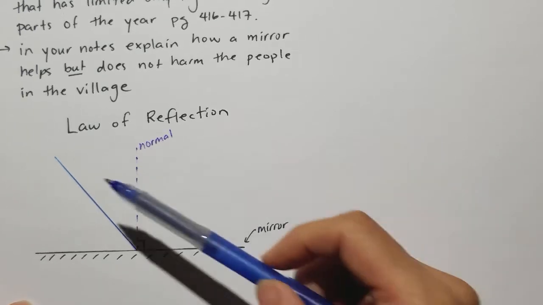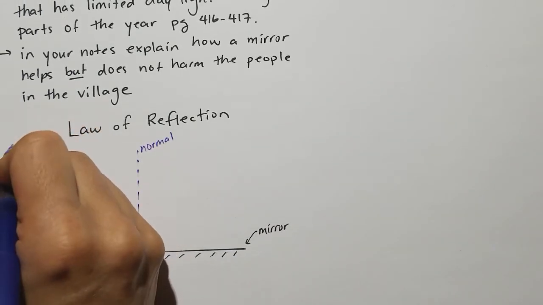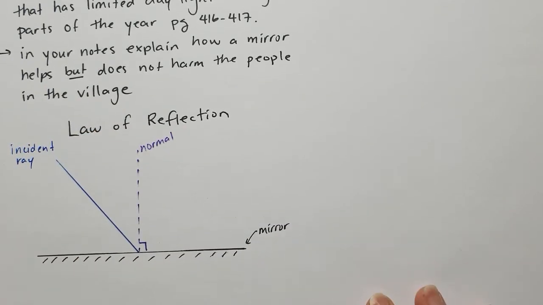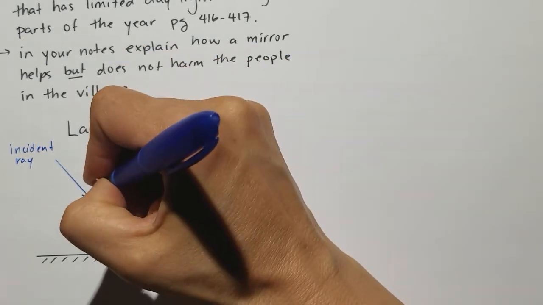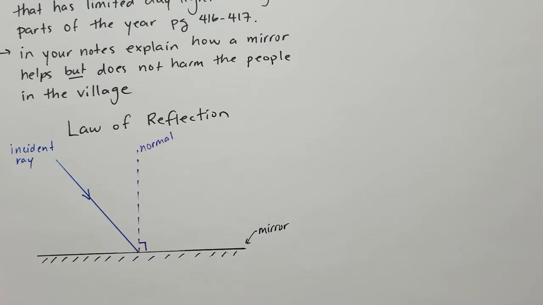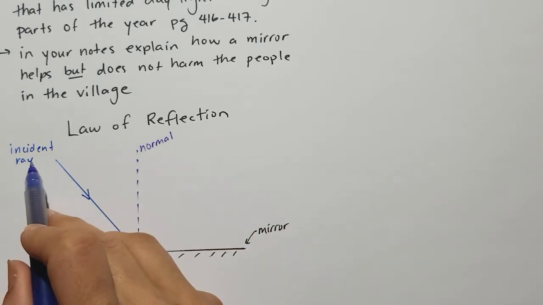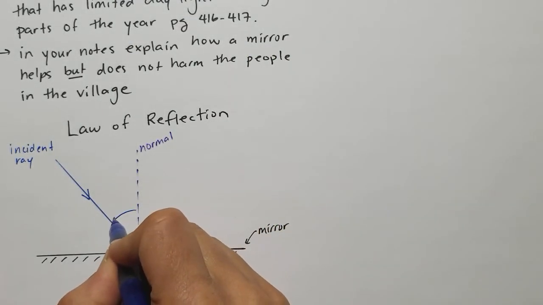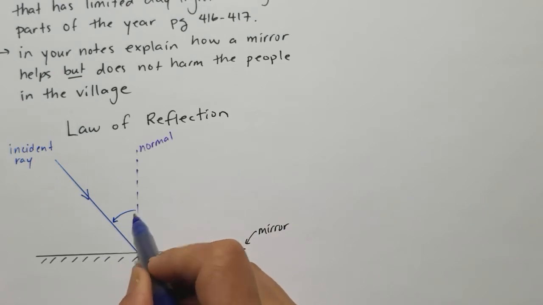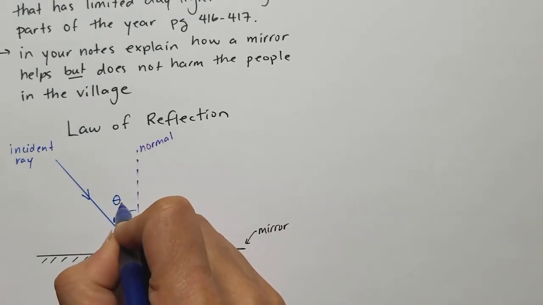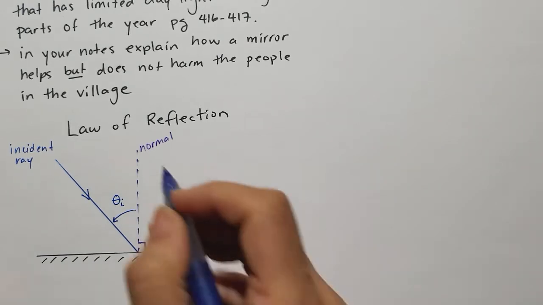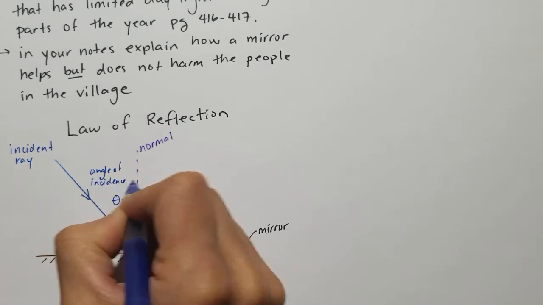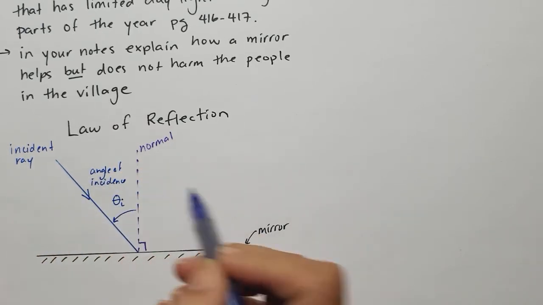And lastly, we have a ray. This is called the incident ray, because it is incident, or hitting, the surface of the mirror. And how do we know this? We draw a little arrow on our ray. So now if this is the incident ray, then this angle, measured from the normal, and this is the important part, is called the incident angle, or the angle of incidence. For short, it's a theta with a subscript i.